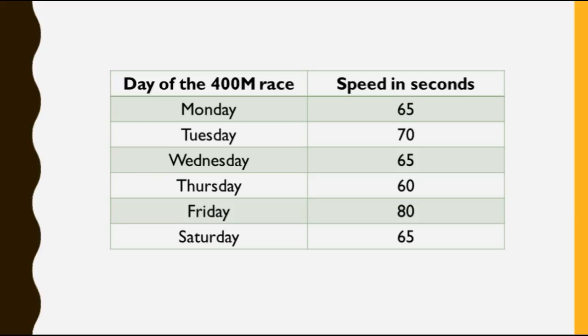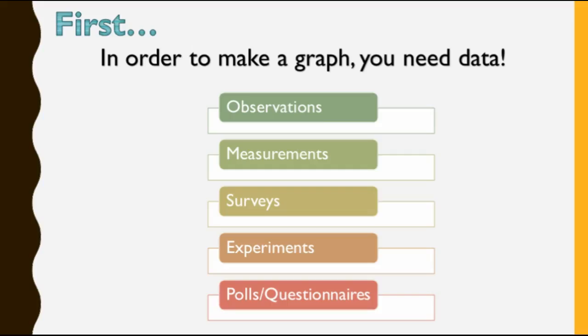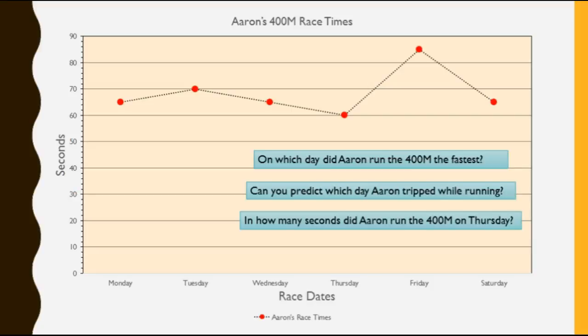Now on this line graph I want to show you, if the dot was higher, that was better, wasn't it? Because you want a higher score for a math test. But on this one, he wants to go faster, so a lower number is actually the best, because that means he's faster. So let's take a look at some questions.